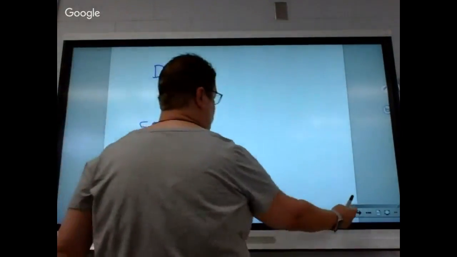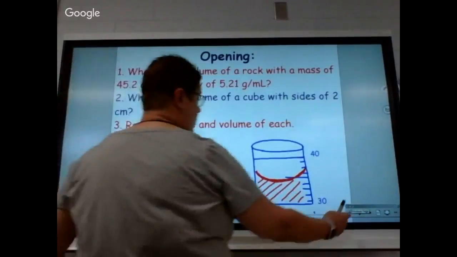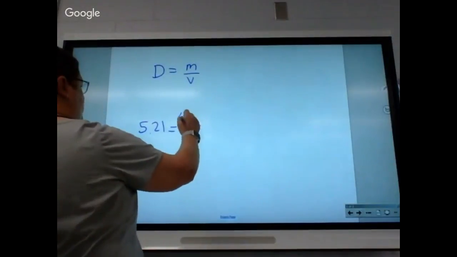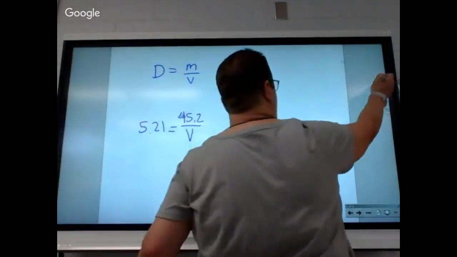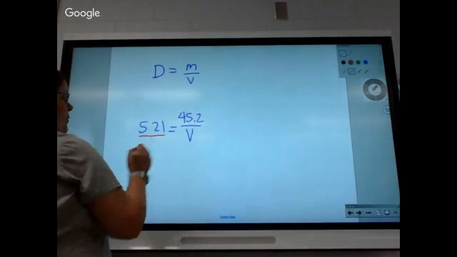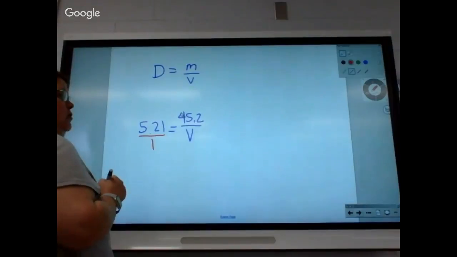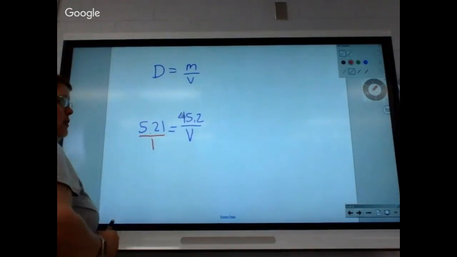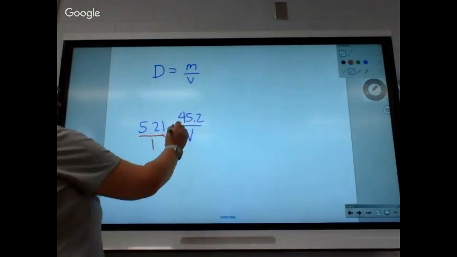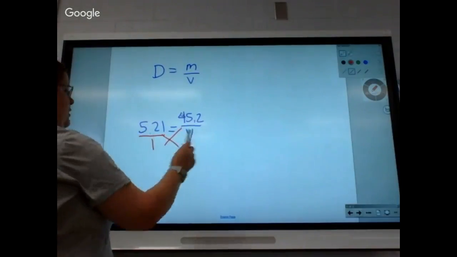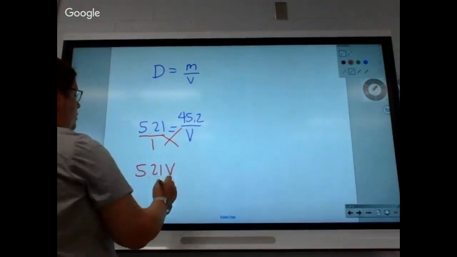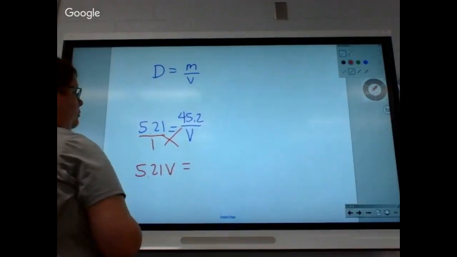What's our mass? So I'm putting 45.2 here. All right, how did we talk about solving this yesterday? Cross multiply. Now, you can put a 1 here if it makes you happy. You don't have to if you don't want to. You can just visualize it. It's your choice. But if you have weaker math skills, put it there if it makes you happy. Cross multiply. What's 5.21 times V? 5.21 V. What's 1 times 45.2?